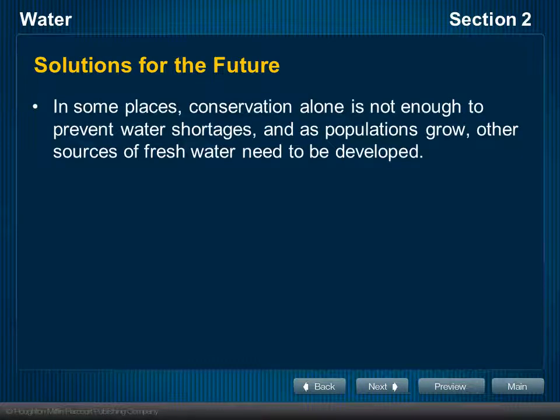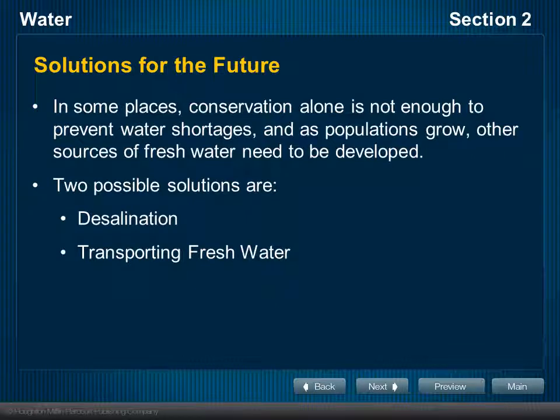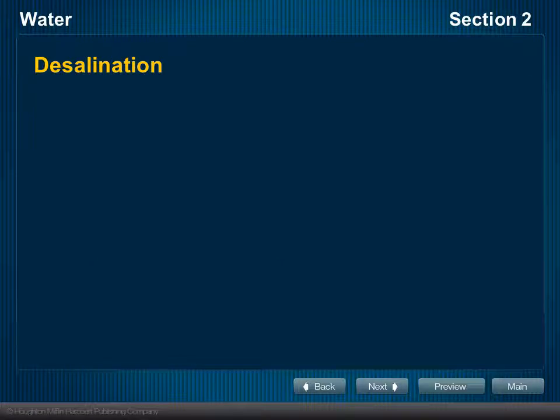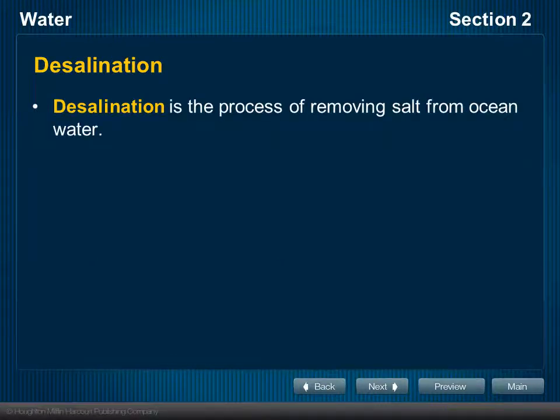Looking to the future, water conservation, connecting that to populations growing, other sources of fresh water needing to be developed. We look at desalination as an option and transporting fresh water. Desalination is basically, guys, you've got the ocean, it's all around us, it's tons of water, it's salt water, you can't drink it. Can we take salt out of the salt water and make fresh water out of it? And transporting is, how do we get fresh water from point A to point B? Desalination is the process of removing salt from ocean water.